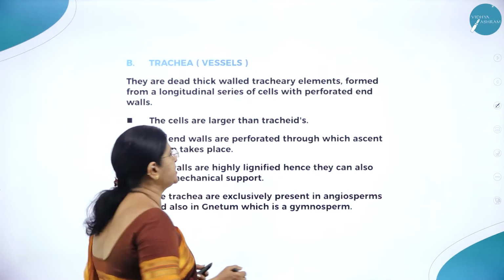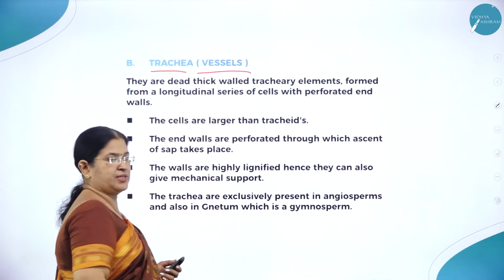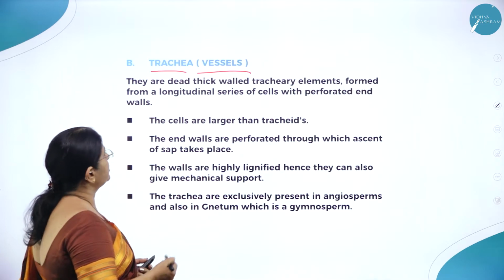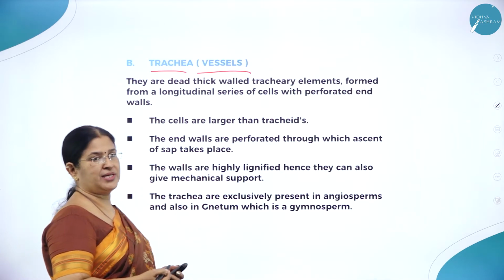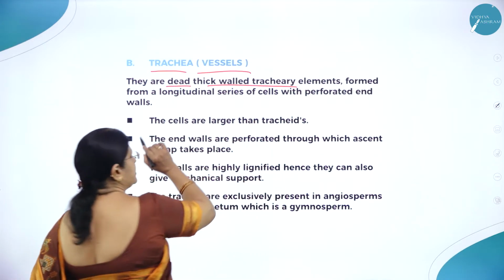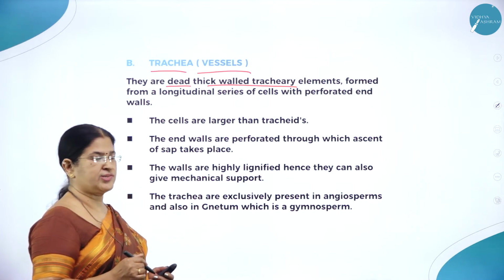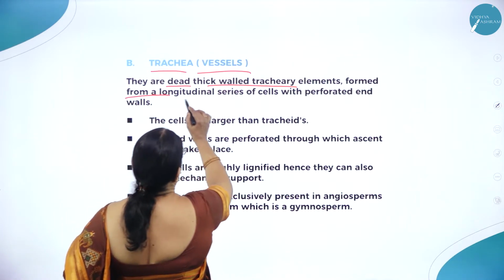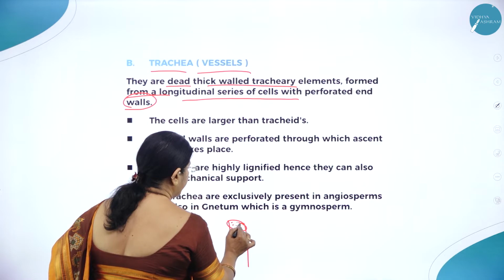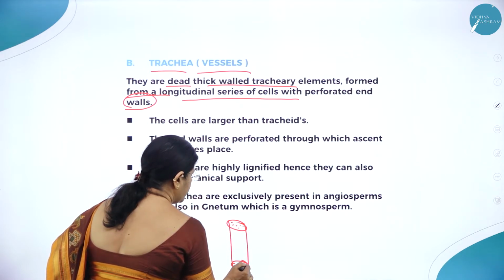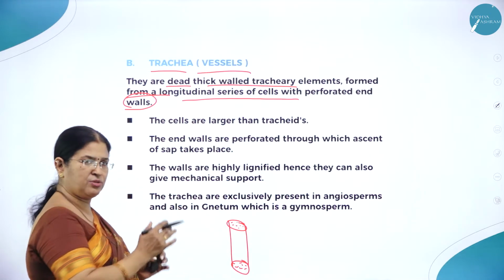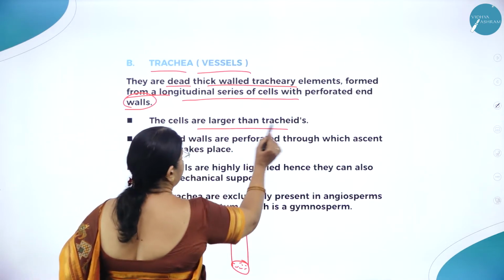Moving on to trachea. As I said, trachea is also called vessels. When compared to tracheids, which is more efficient in conduction? Trachea. They are dead, as I said. All the elements are dead except for xylem parenchyma. So they are dead thick-walled tracheary elements. Tracheids and trachea put together are called tracheary elements. Trachea are formed from a longitudinal series of cells with perforated end walls. These perforations enable the passing of water and dissolved mineral solids from one cell to another. The cells are larger than tracheids.